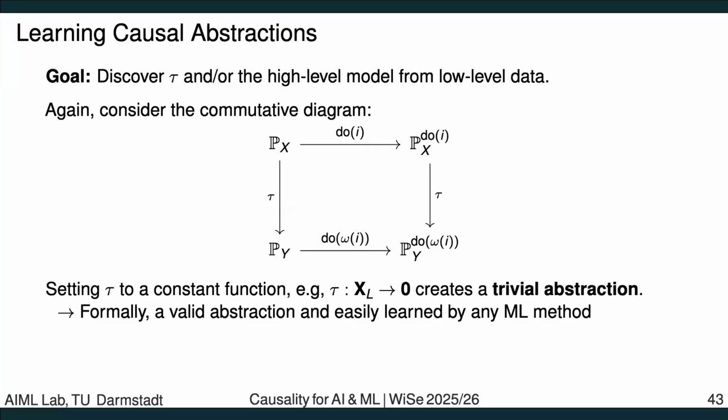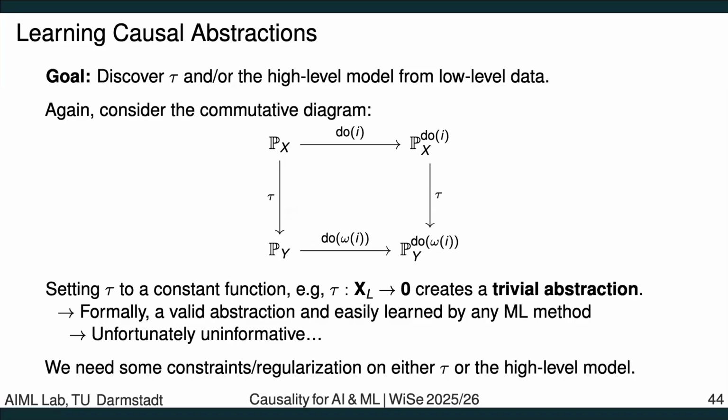And the problem that we usually face is that if we apply some machine learning approach or whatever to learn these abstractions, unfortunately, the trivial abstraction, where the model just maps everything to a constant, is a valid causal abstraction. So this is usually what models converge to if we don't apply any further restrictions. And unfortunately, it's uninformative. Really, mapping stuff to a constant doesn't help us here.